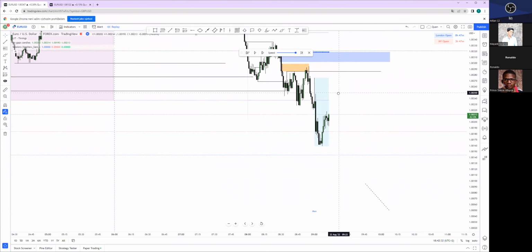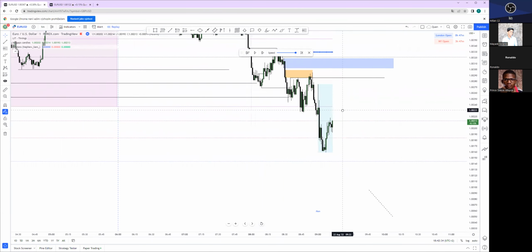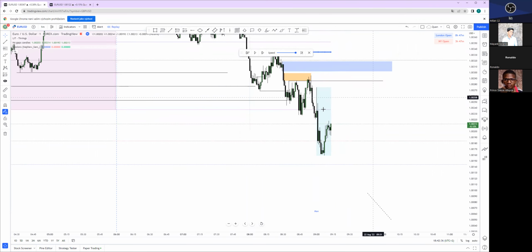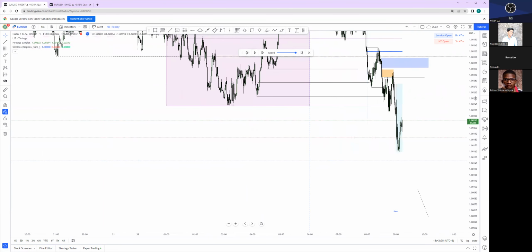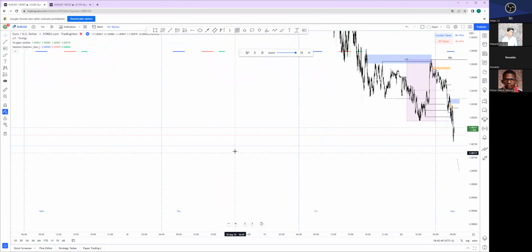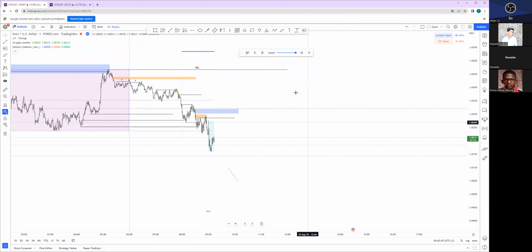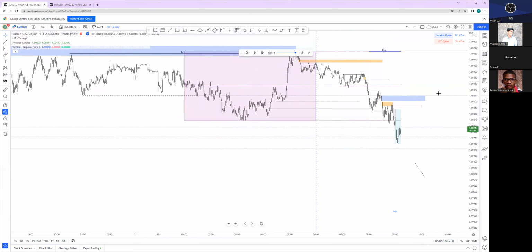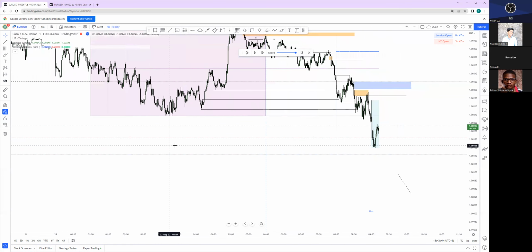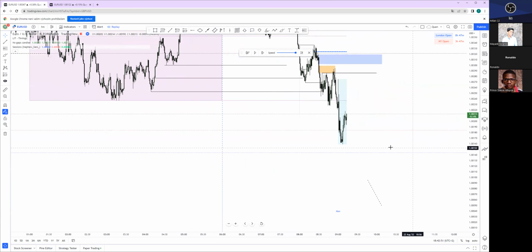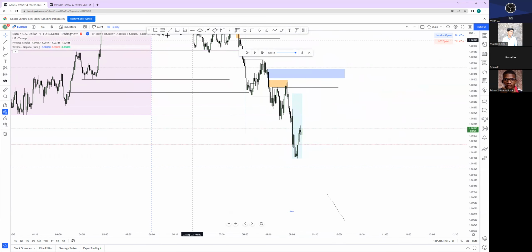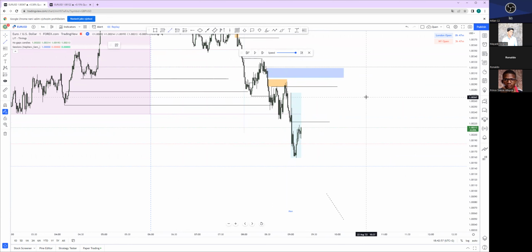Okay. I'm thinking about selling here as well. But as I said, these are days when EU was just falling down and you had nothing to trade off from the left. It's really bad. These are really bad days to trade. Honestly, you should just stay away from trading on days like these.